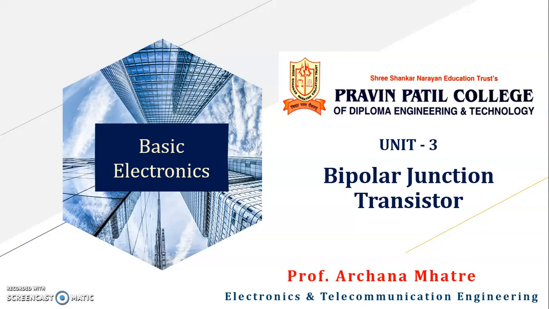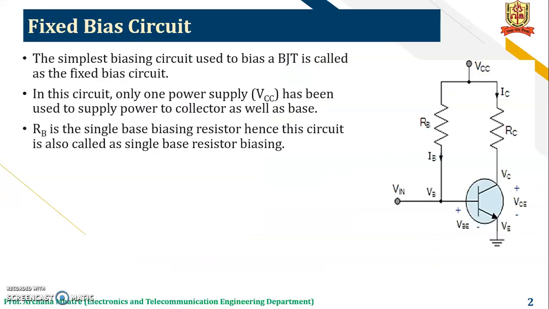In this video, we are going to continue with the third unit of Basic Electronics, that is bipolar junction transistor. Here first we will see the fixed bias circuit. The simplest biasing circuit used to bias a BJT is called a fixed bias circuit. This is the circuit diagram for the fixed bias circuit.